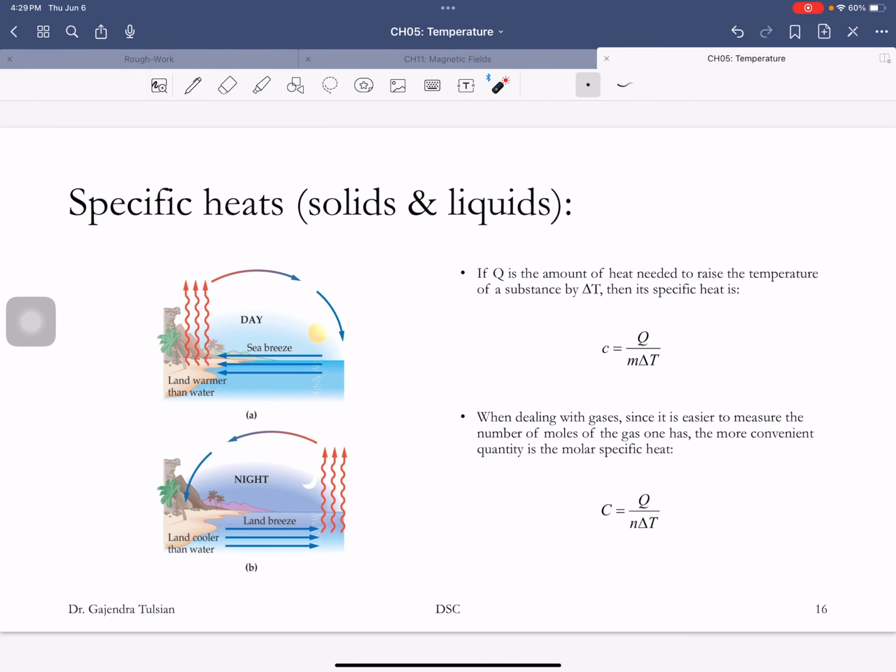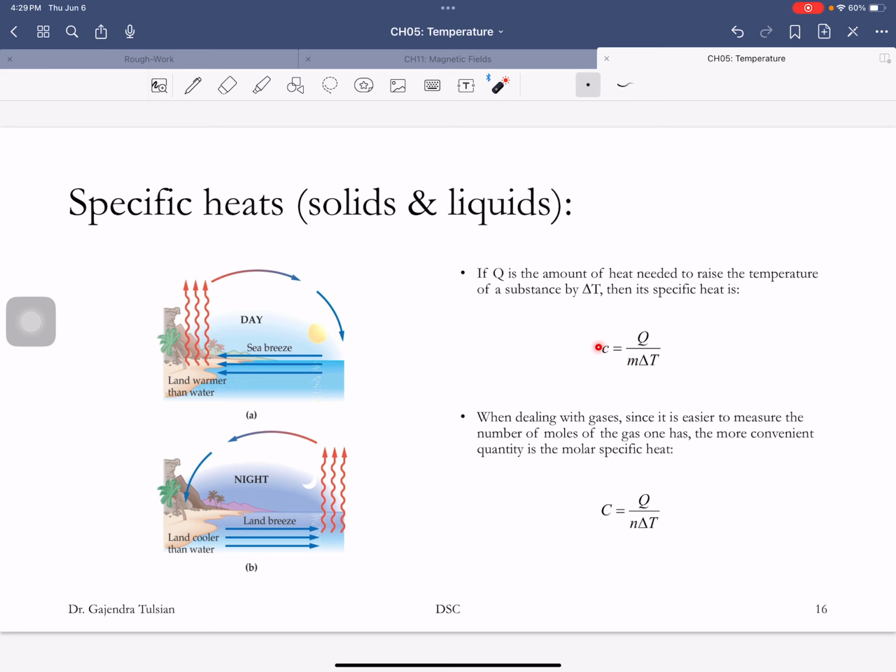All right, so now the specific heat, denoted by C, is the amount of heat needed to raise the temperature of 1 kg of material by 1 degree Celsius. The specific heat is a characteristic of the substance. So for instance, if the specific heat is high, you need a lot of heat to raise the temperature of 1 kg of the substance by 1 degree Celsius.